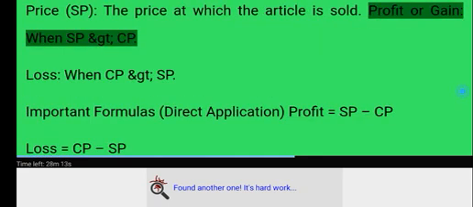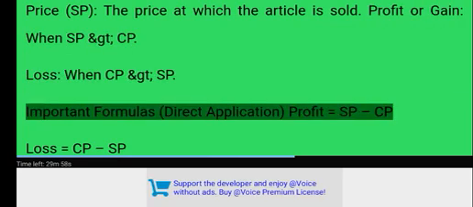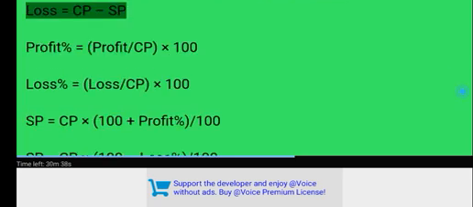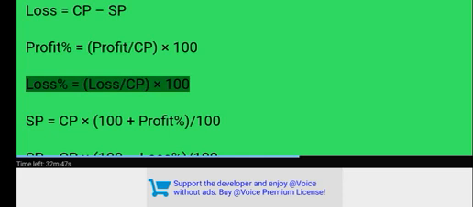Profit or gain, when SP > CP. Loss, when CP > SP. Important formulas: direct application: profit equals SP minus CP. Loss equals CP minus SP. Profit percent equals profit divided by CP times 100. Loss percent equals loss divided by CP times 100.